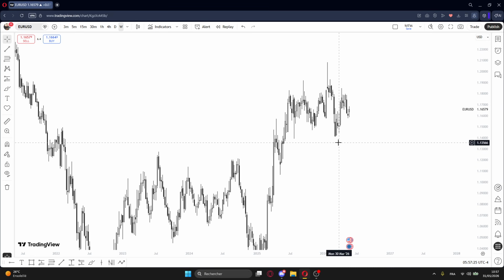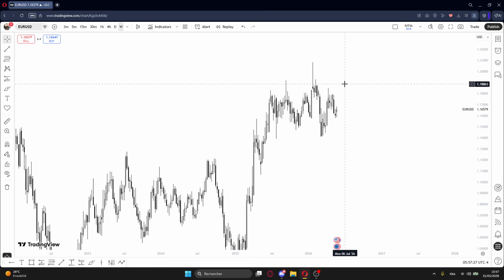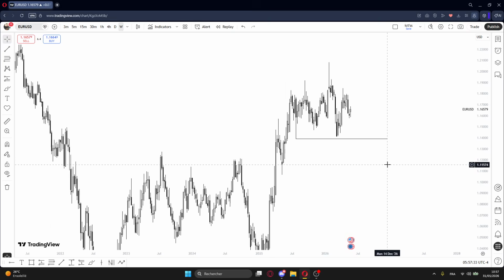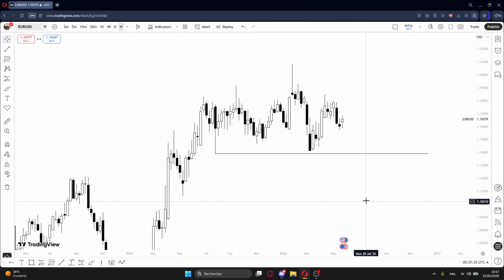And then an OTE, and potentially lower prices into what? Range low. Now, what prevented this idea is the SMT alongside a breakout. Not the SMT alone, the SMT alongside a breakout.